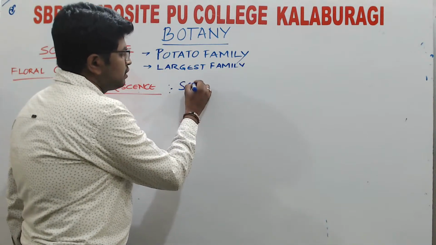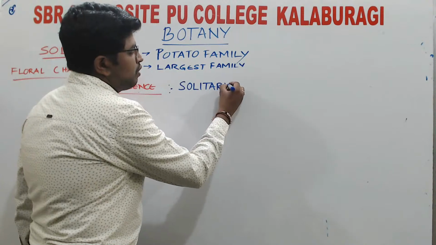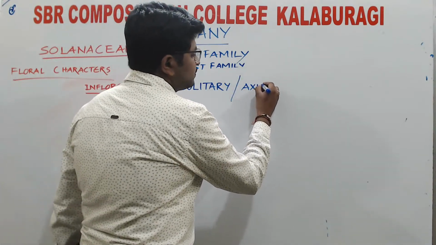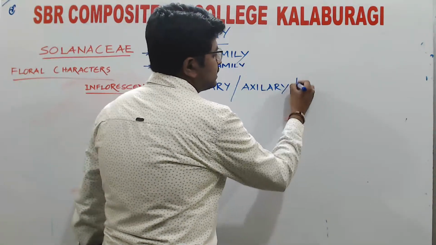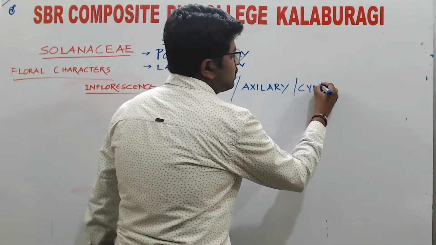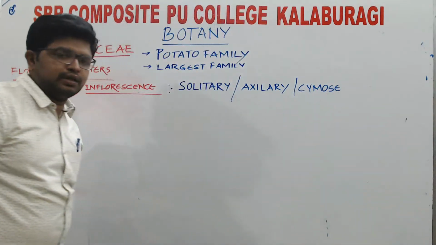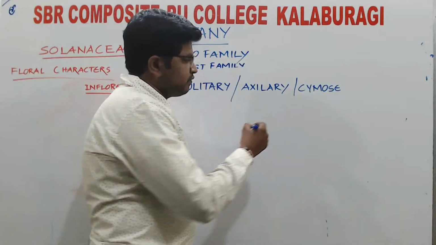What kind of inflorescence? Solitary inflorescence, or axillary, or cymose. Cymose type of inflorescence is seen. You know what cymose is? I have explained it while explaining inflorescence.